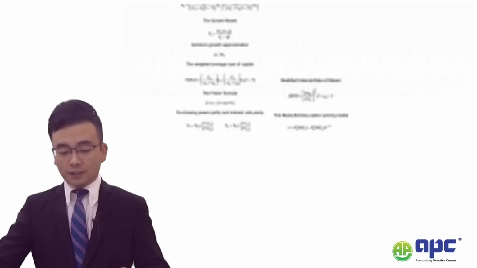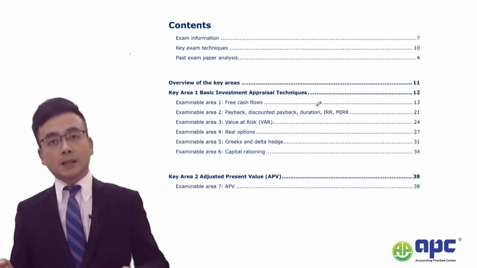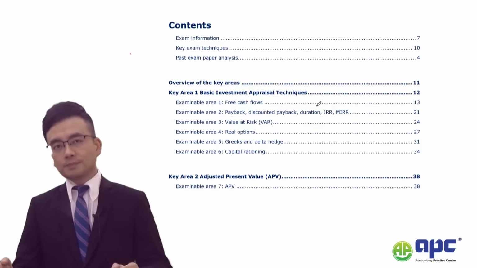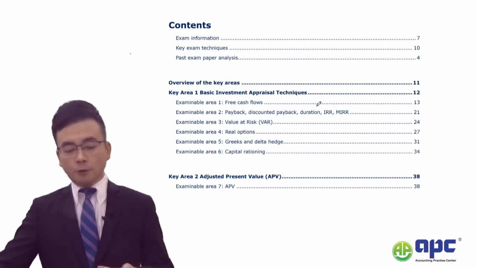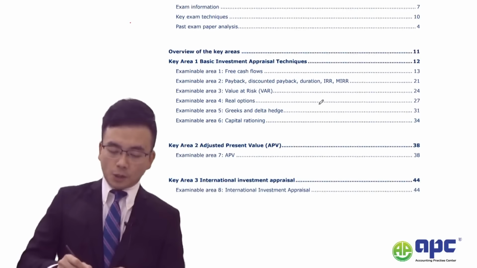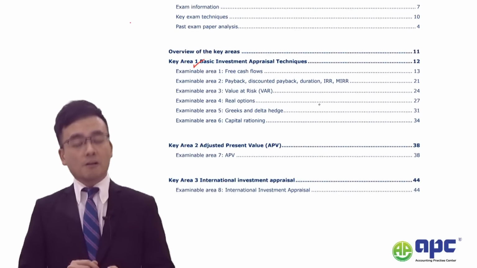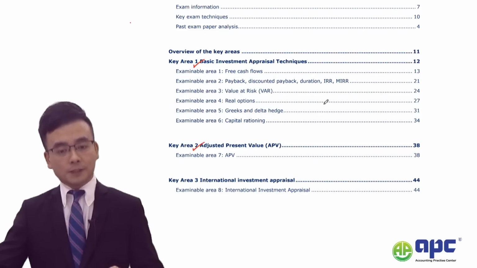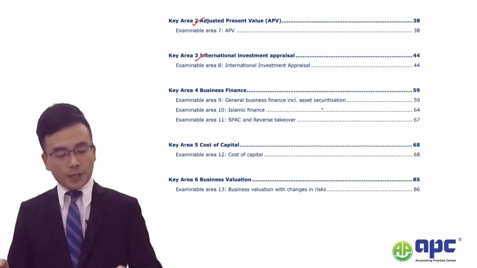So, after we've analysed the exam information and exam technique and the past exam analysis, now let's continue with our revision. Now, the revision itself for this paper, firstly I will go through key area number 1. It's the basic investment appraisal technique. There are quite a few questions in this area. Before we move on to more of the advanced stuff, which means the APV, adjusted present value. And then the international investment appraisal in key area 3.